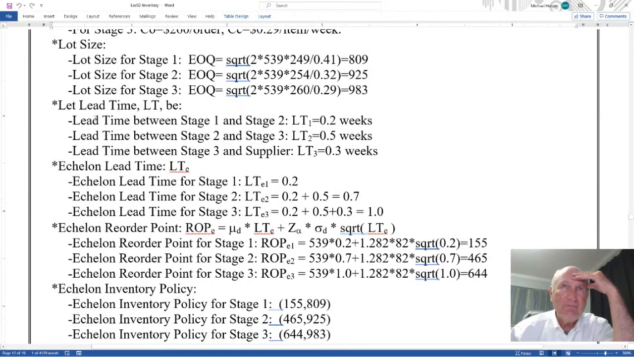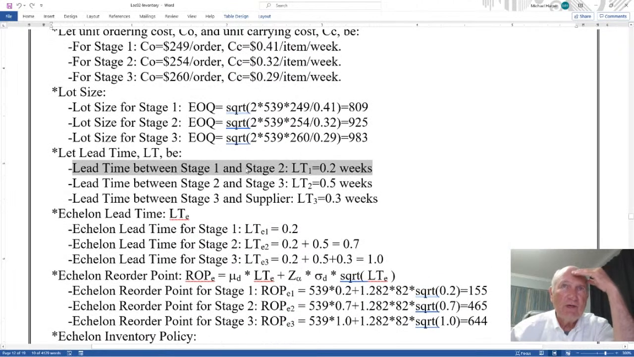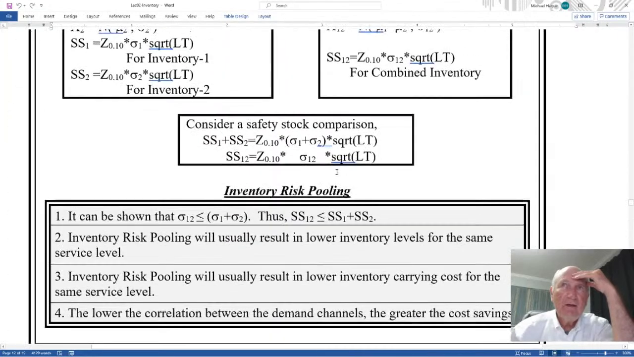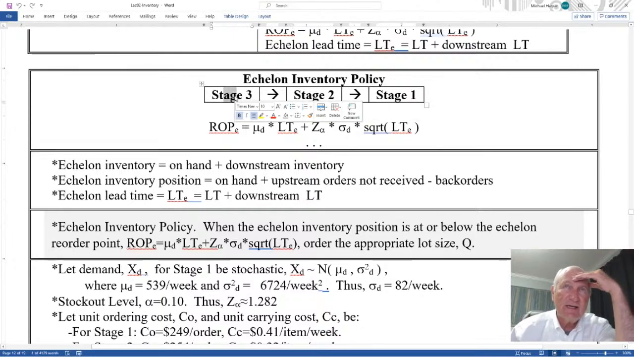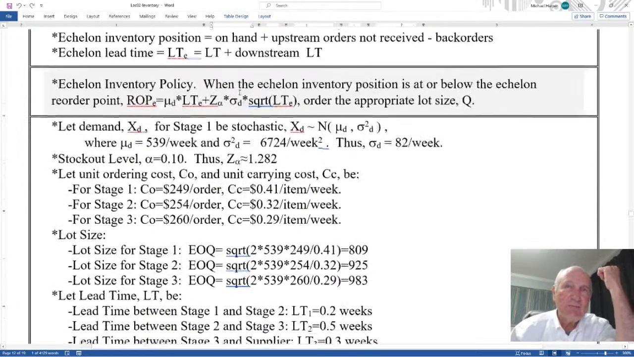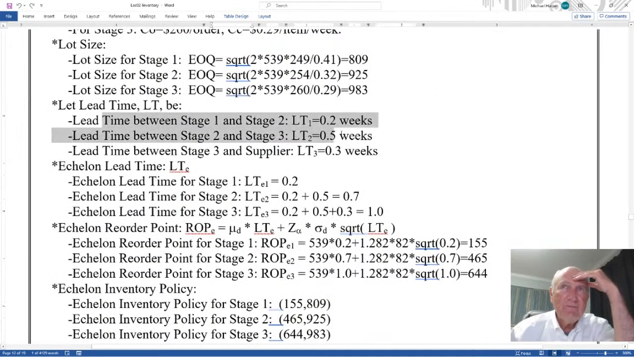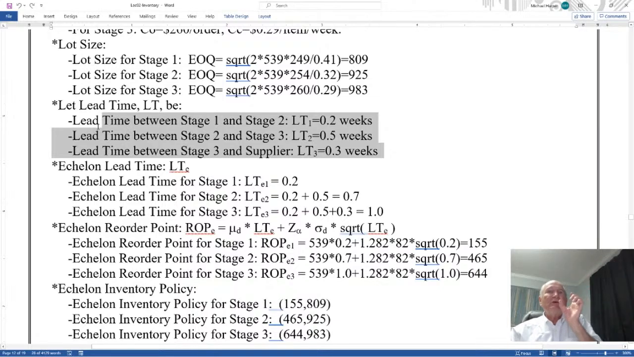Now let's look at the lead time. The lead time for stage 1 is 0.2. In other words, between 1 and 2 is 0.2, between 2 and 3 and its supplier is 0.3. So this lead time here really says, when I order from my stage 2, that's my lead time. When stage 2 orders from stage 3, that's my lead time. When stage 3 orders from its supplier upstream, that's its lead time. So each of these has a lead time upstream. And there they are. Okay, that's the lead time between stages.